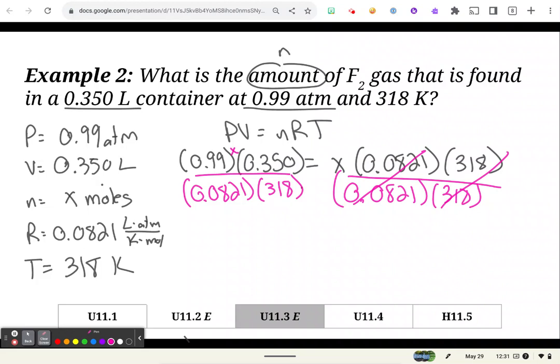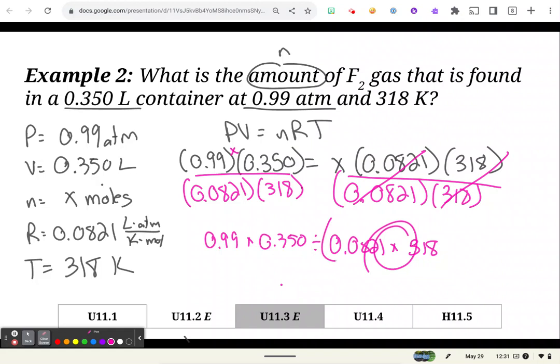And then you want to be careful. You also need to say probably divided by 318. Or you multiply the bottoms together. But if you type into your calculator 0.99 times 0.350, and then just say divided by 0.0821 times 318, it is not going to give the number that you are expecting. And that's a pretty common thing. So sometimes what students do, you could put parentheses around that as you're entering it in, or you could put divided by in front of both numbers. You just have to figure out what works for you.